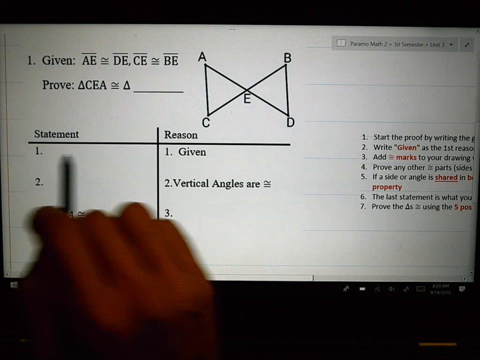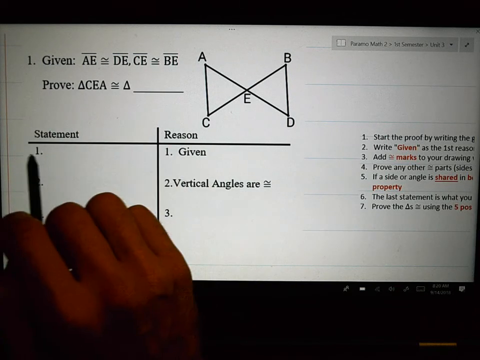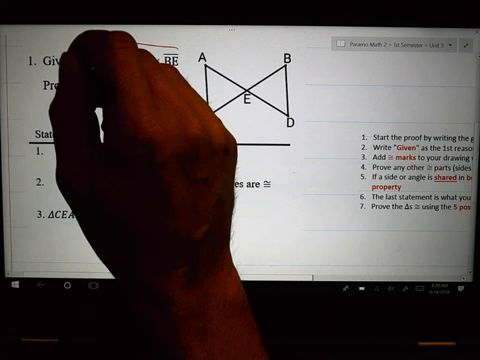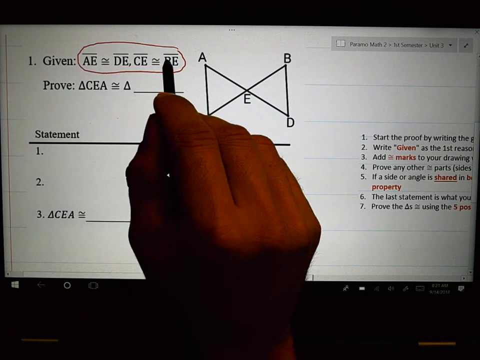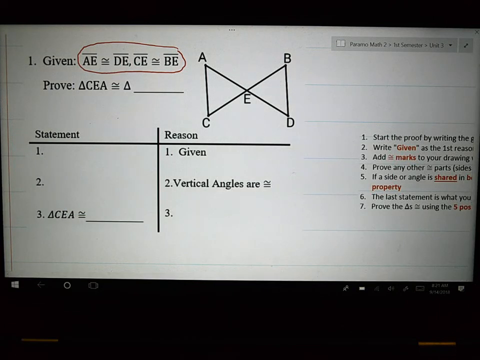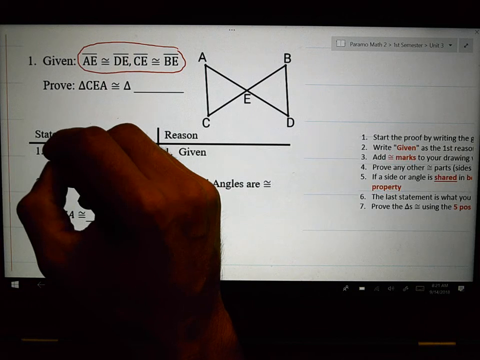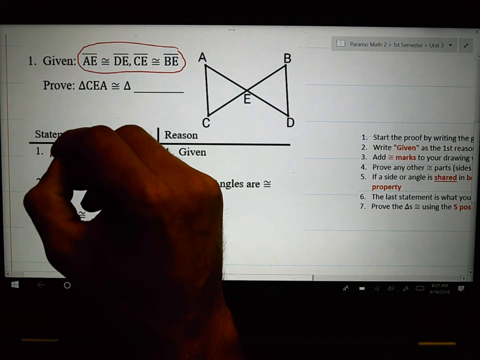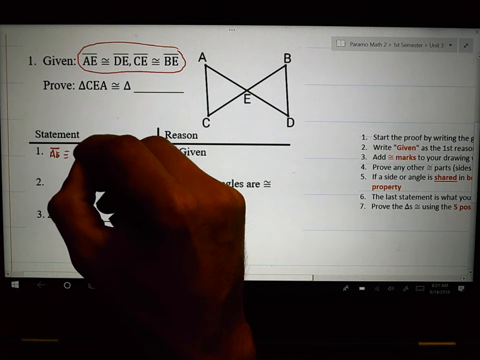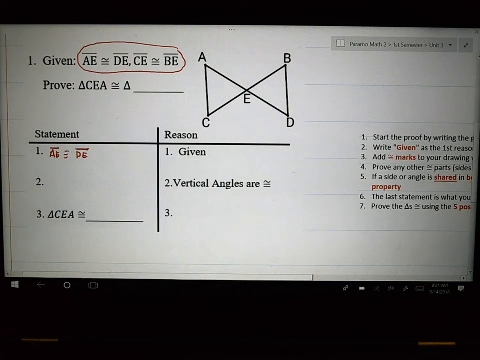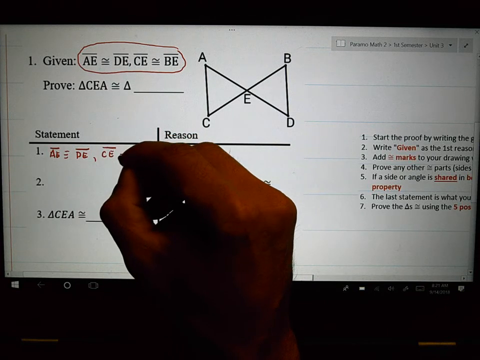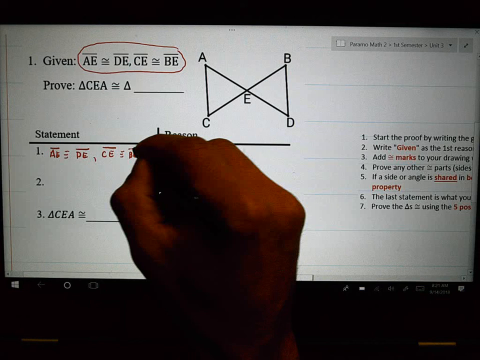I know that the reason is given. What do I put for that statement? I hope you know what goes there. If you just took all this and wrote it down word for word for your first statement, then you've done the first step correctly. What we need to write down is that segment AE, with the little bar on top, is congruent to segment DE, and segment CE is congruent to segment BE.